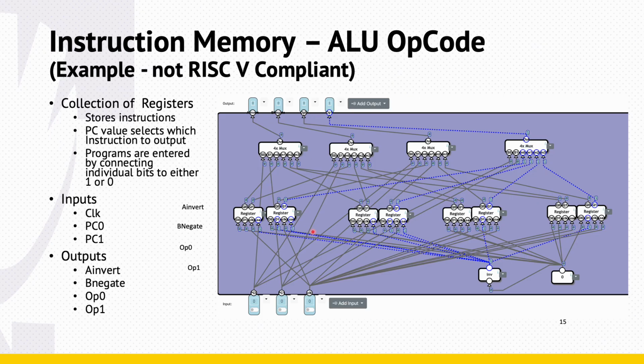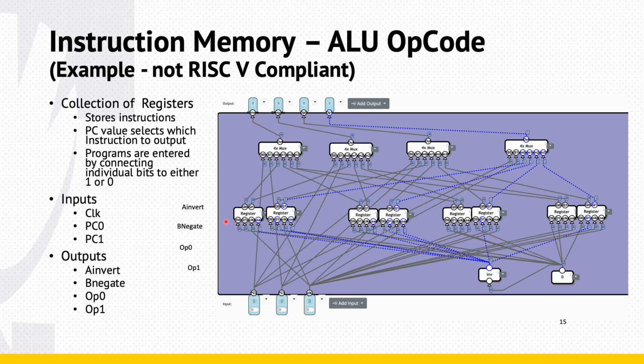So we have 4 groups of registers to store 4 instructions. So it takes 2 registers to store 4 bits because each of these registers is a 2-bit register. So if I want to store A invert, B negate, op0, op1 for our first instruction, it takes 2 registers. And then I have A invert, B negate, op0, op1 for our next instruction, and then so forth, right?